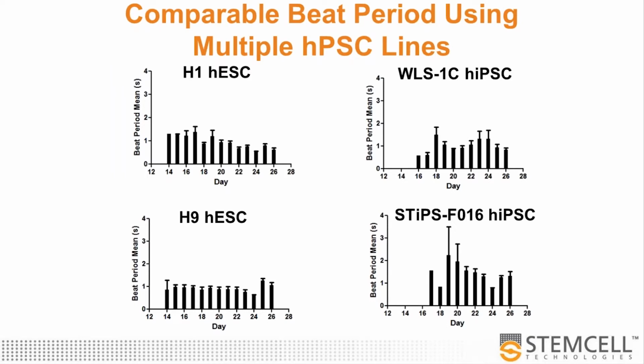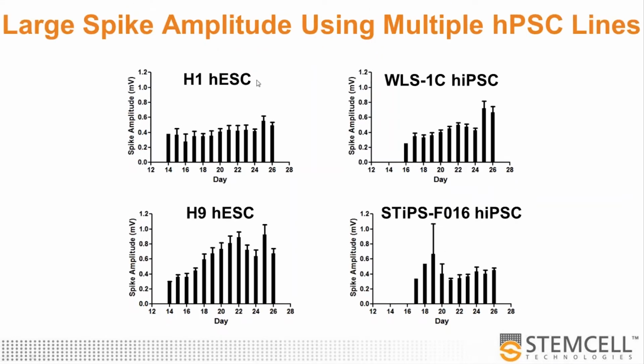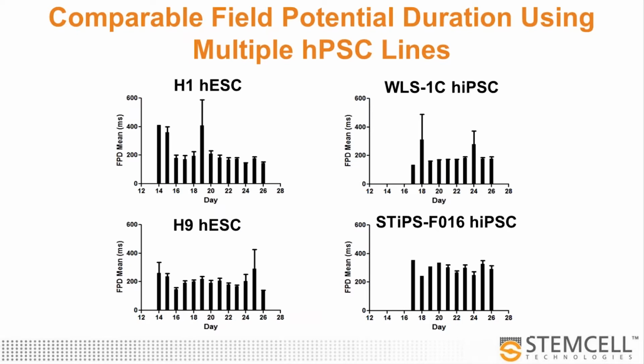And this is really a time course study looking at beat period. And we can see here that there's detectable beat period starting at day 14, and that it's quite stable about day 20 moving onward. And they're pretty much the same across the 4 different hPSC lines. The spike amplitude had a similar phenomenon where it was detectable at day 14 and again stabilized at day 20 and onward. So it was quite consistent. And then also looking at the FPD was detectable at day 14 and really started to stabilize around day 20 across all 4 lines.